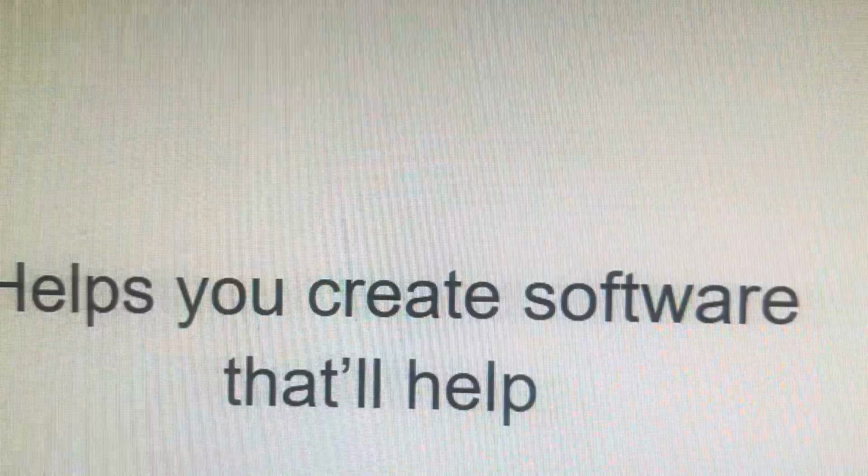AP Computer Science helps you work faster, given that your problem solving skills and your critical thinking skills have improved. It helps you work faster because you can develop your own software to do certain calculations for you. It can help you with your software.